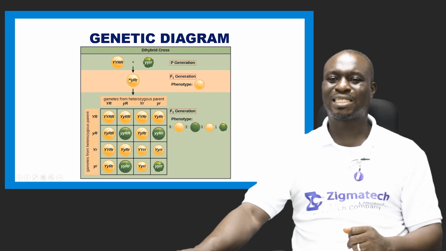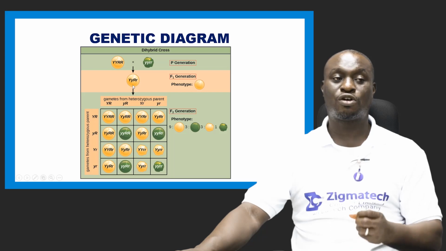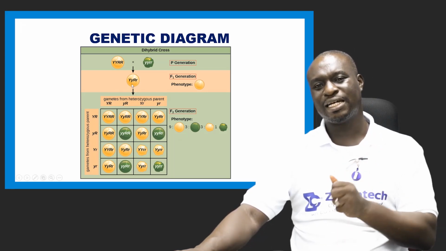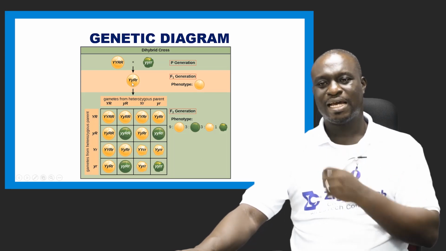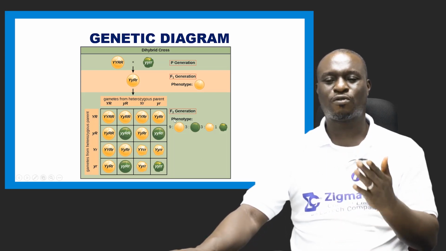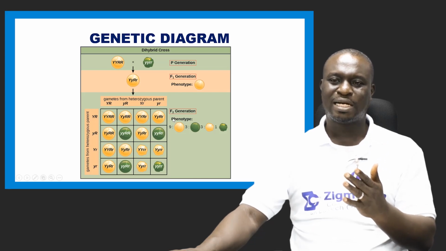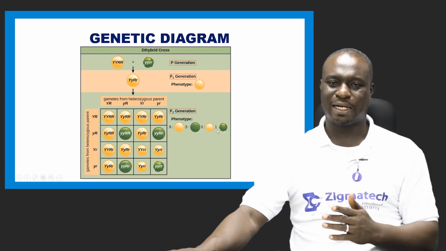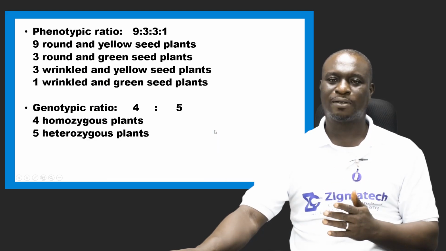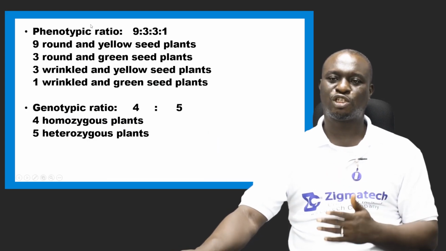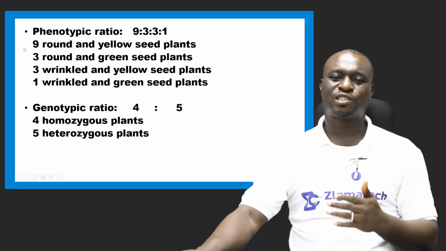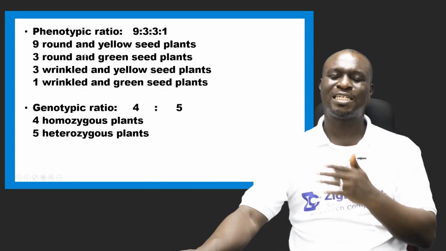Now, when he self-pollinated these heterozygous round and yellow seed plants, he discovered 4 phenotypes. Now, these 4 phenotypes are in the ratio 9:3:3:1. Now, what is the phenotypic ratio 9:3:3:1? Now, the 9 stands for round and yellow seed plants.